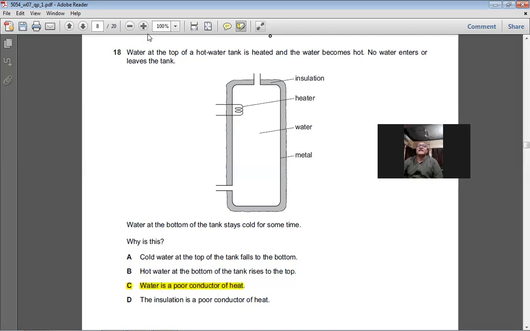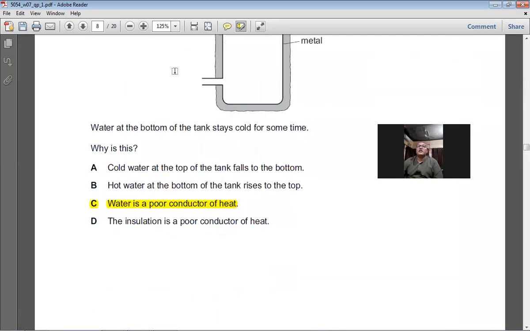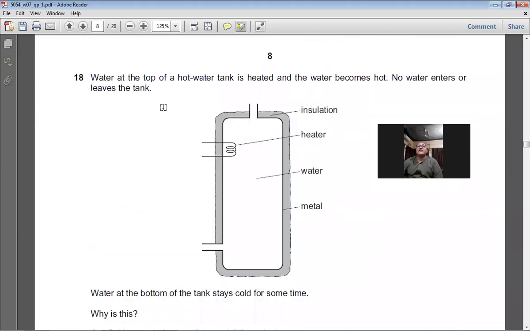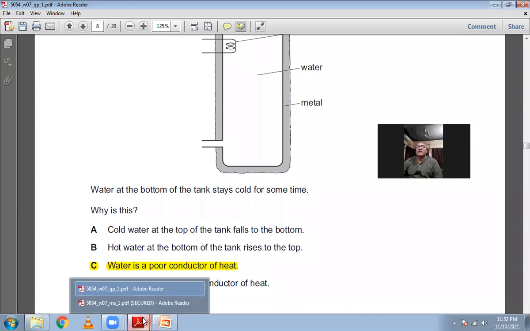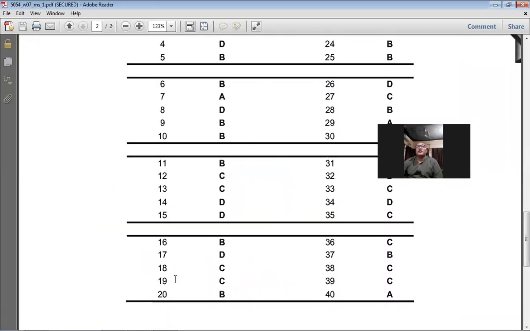So I think C is the right choice. Question number 18, C is the right choice. Let's check.